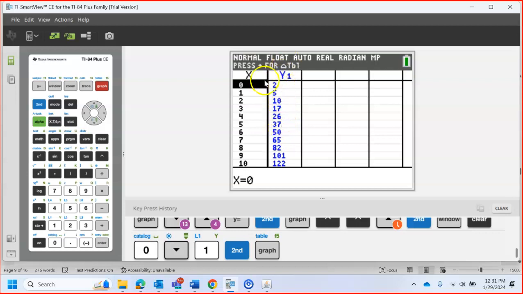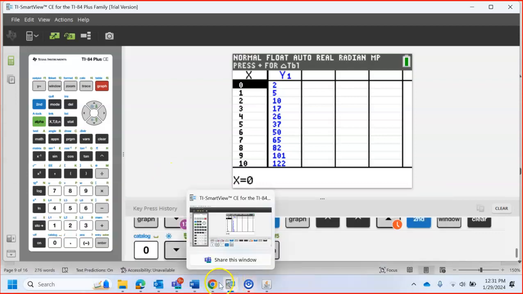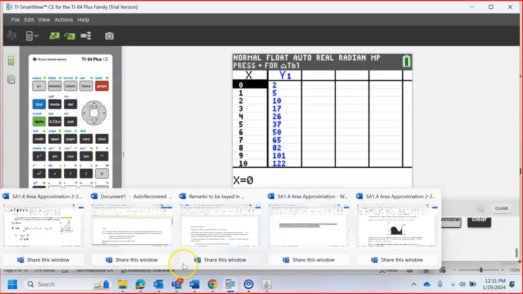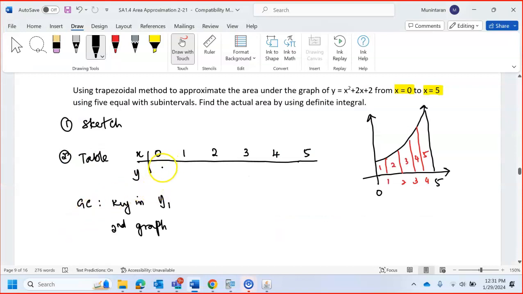2, 5, 10, 17, 26, 37. Is that right? Okay. You copy that value into the table. If you use your Casio and do it one by one, it will eat up a lot of time.